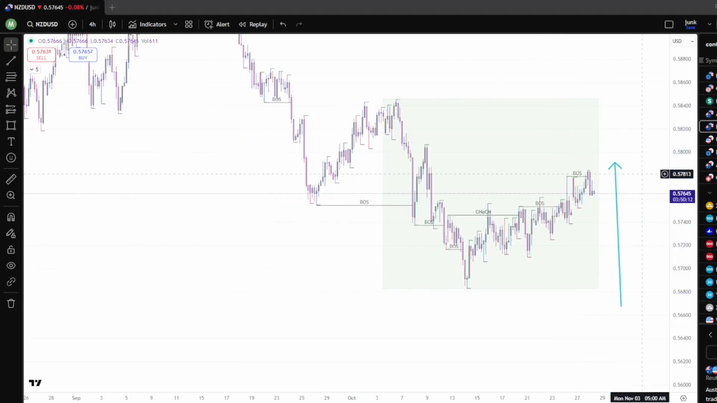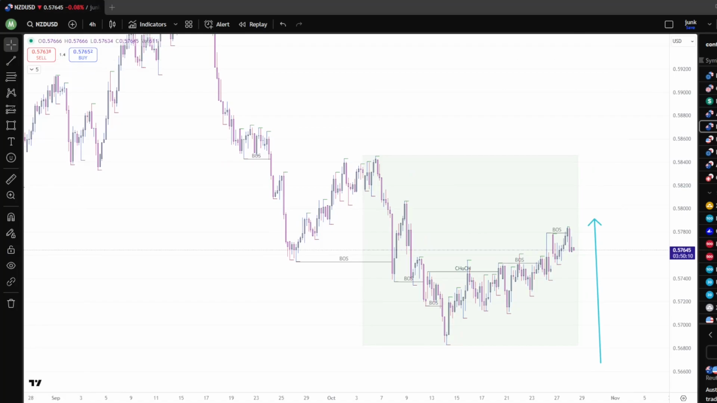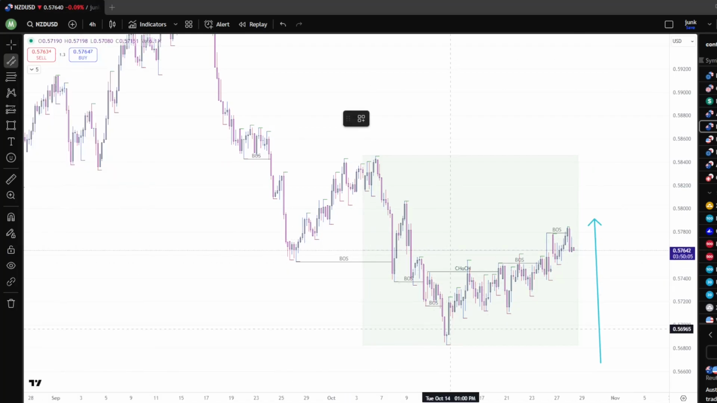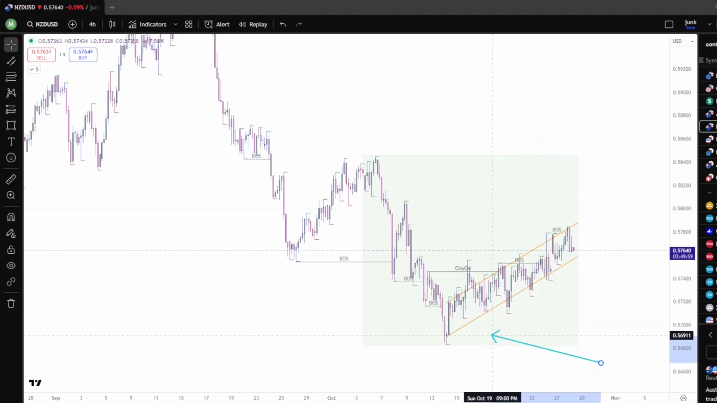NZD USD, let's go map out the current range. Prices continue to stay in this channel that we mapped out a few days ago. It is in an ascending channel, at least on the 4-hour chart, and liquidity is building under these lows. So waiting to see this internal bullish structure.